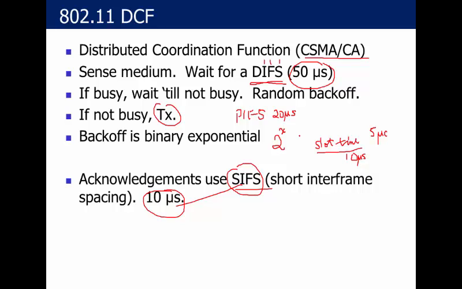Some station wants to do point coordination. Everybody needs to wait this time period, DIFS, should wait 50 microseconds. But there is one station that does PIFS. So before getting to this 50 microseconds, only within 20 microseconds, it jumps into that communication. So there's a priority, right?